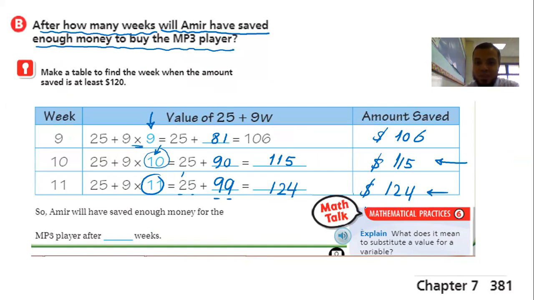Yes, of course, it's enough. It's enough to buy the MP3 player. Okay, so after how many weeks can Amir buy? Amir will have saved enough money for the MP3 player after how many weeks? Good job, 11 weeks. Okay, so we have finished this example, and I hope all of you understand it.